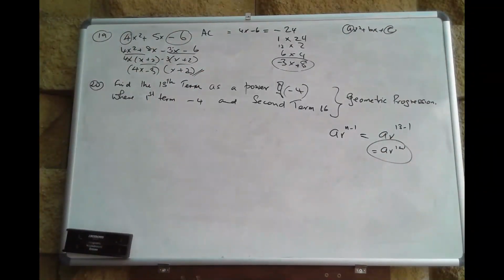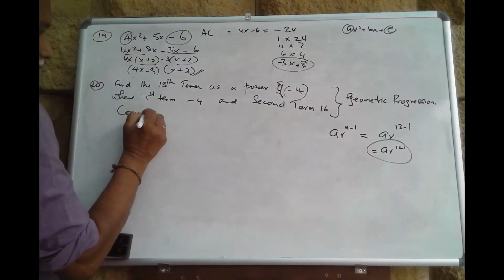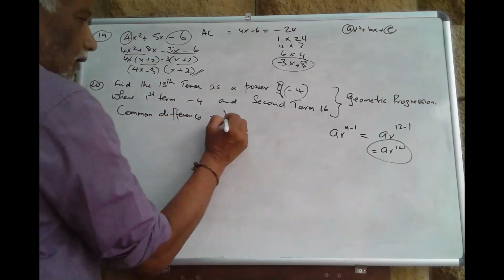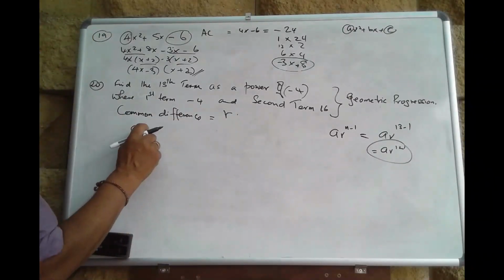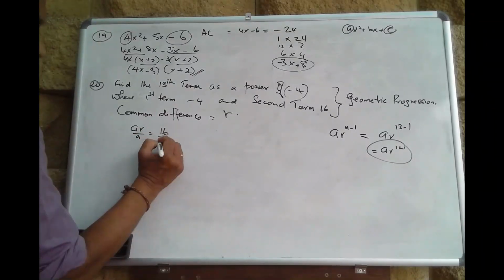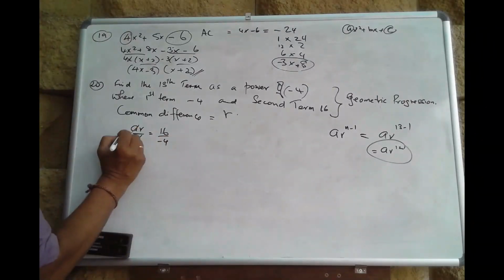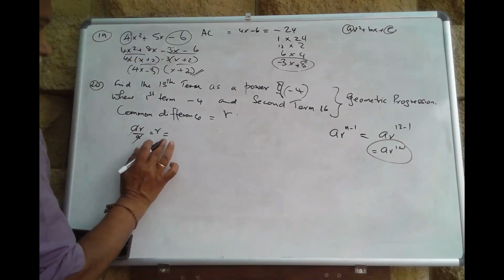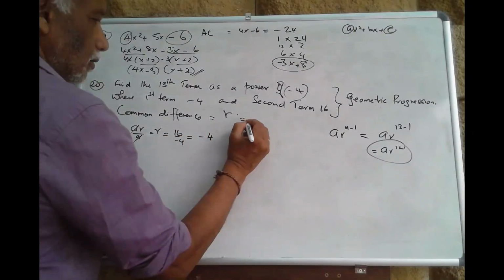So we need to find something called the common ratio. So common ratio is equal to r. So the second term a r, because 2 minus 1, is over a, that's the first term, equal to 16 divided by minus 4. So this cancels, it will give the answer simply r, okay? That is equal to 16 over minus 4. That will give you the answer minus 4. The r is also minus 4.